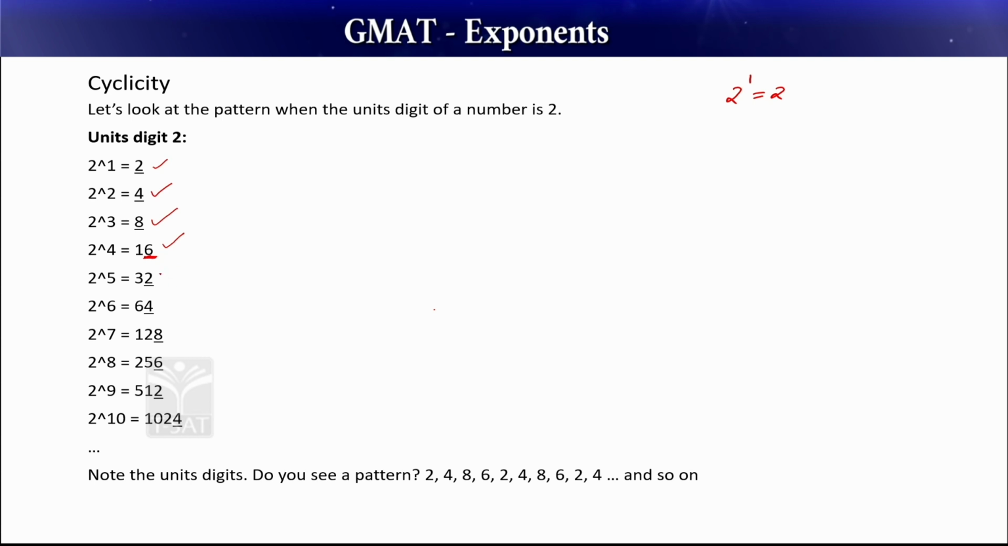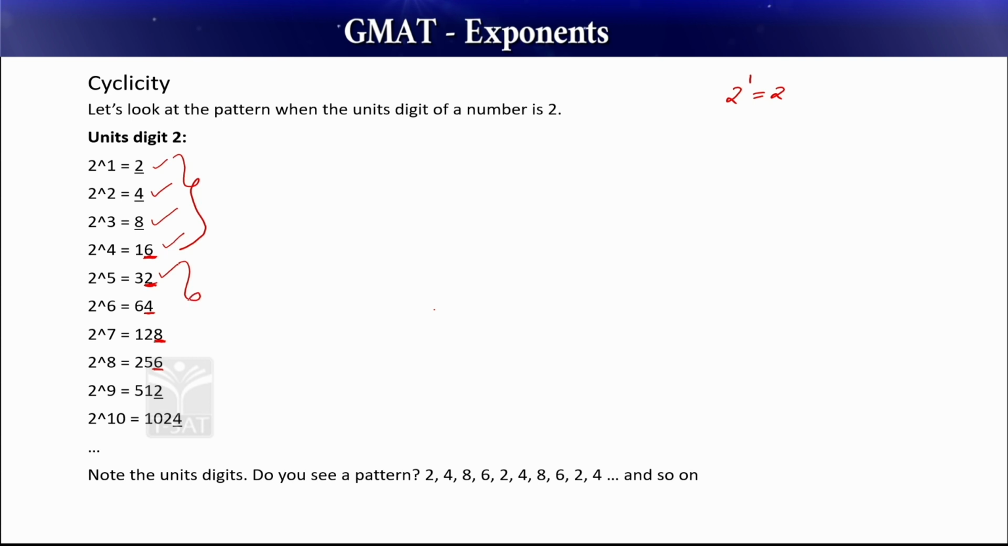Then 2 raised to 5 is again 2. So, the pattern will repeat again. Here the pattern is 2, 4, 8 and 6. Let us look at that. 2 to the power of 5 is 32 and the unit digit is 2. Then 2 to the power of 6 is 64, the unit digit is 4. 2 to the power of 7 is 128, the unit digit comes out 8, and 2 to the power of 8 is 256 with unit digit 6. So, look at the pattern here, 2, 4, 8, 6.